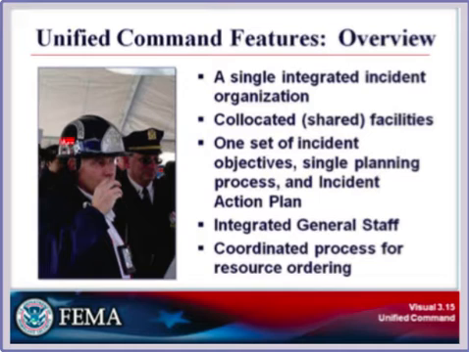There are five primary features of the Unified Command Organization. First, there is a single integrated incident organization. Second, there are collocated or shared facilities. Third, there is one set of incident objectives, a single planning process, and a single incident action plan. Fourth, there are shared operations, planning, logistics, and finance administration sections. And finally, there is a coordinated process for resource ordering. The following slides will take a closer look at each of these.